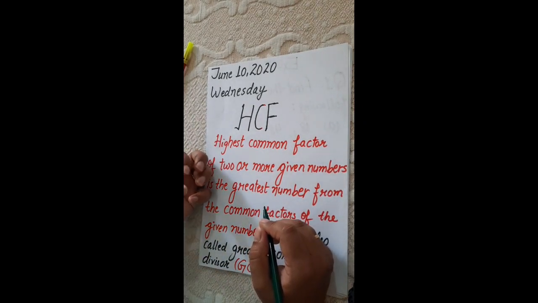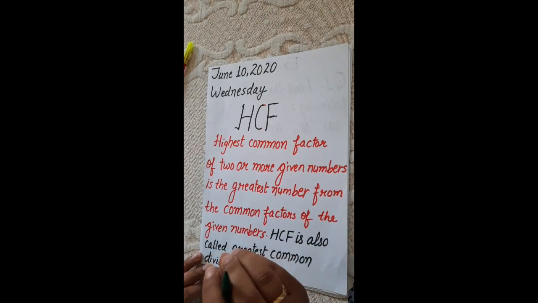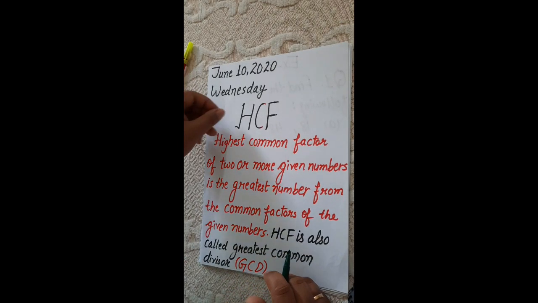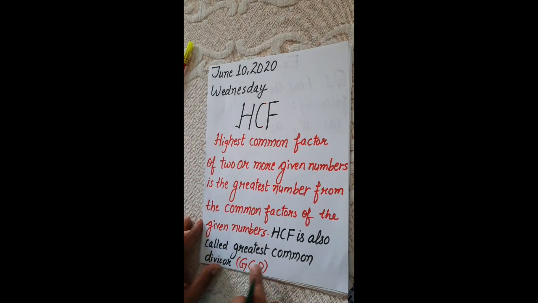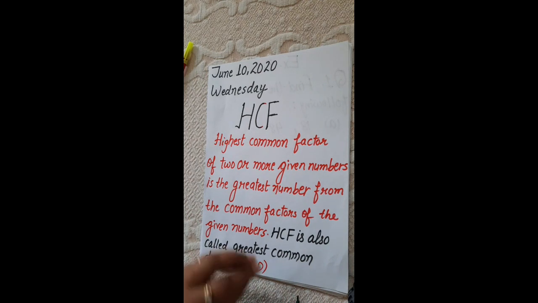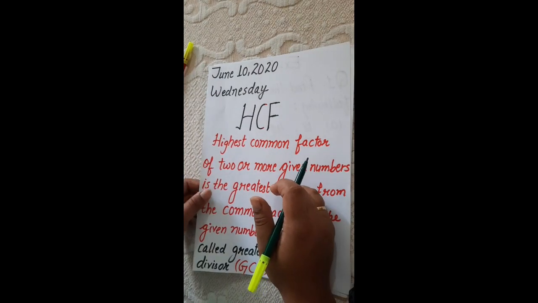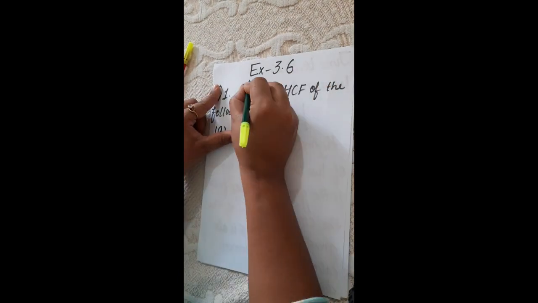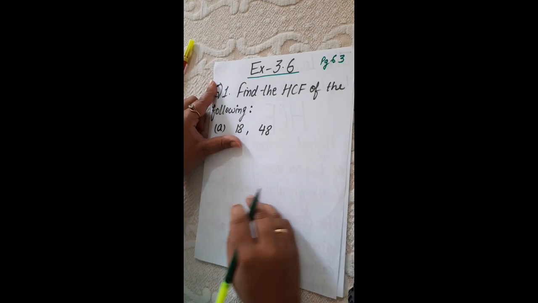So the criteria is the same. We have to take the common factors of two or more numbers, then find the greatest number from the common factors of the given numbers. This HCF, the highest common factor, is also known as greatest common divisor, that is GCD. So HCF is also called greatest common divisor. Let's start our exercise, that is exercise 3.6. This exercise is on page number 63 of NCERT.